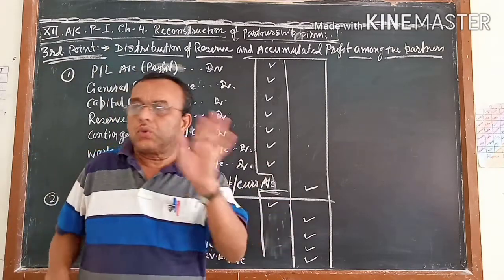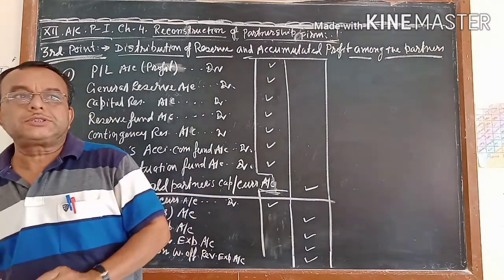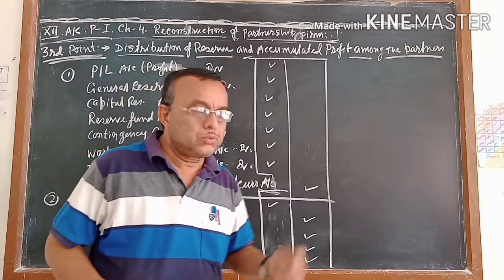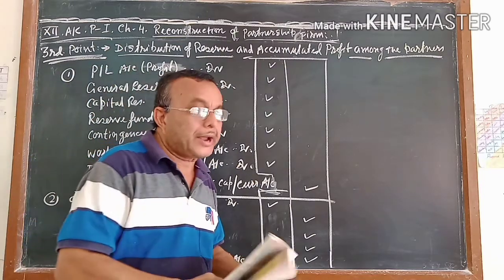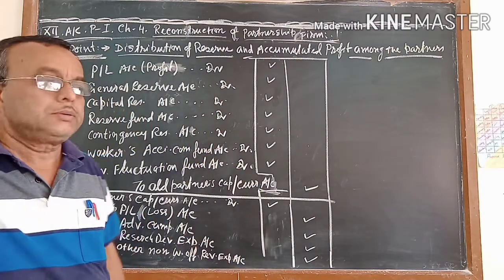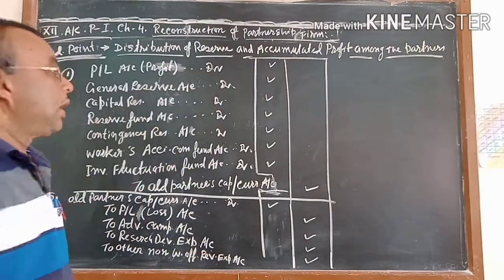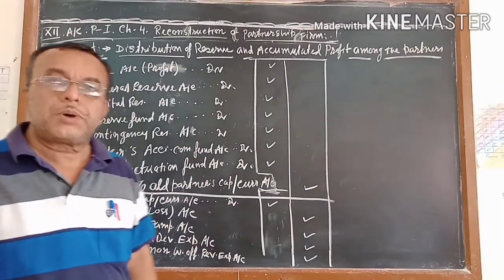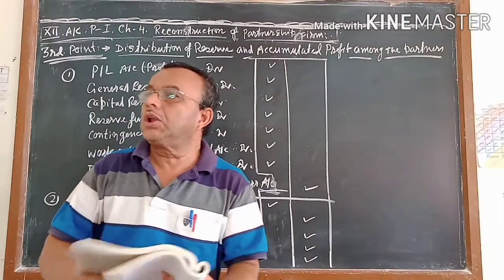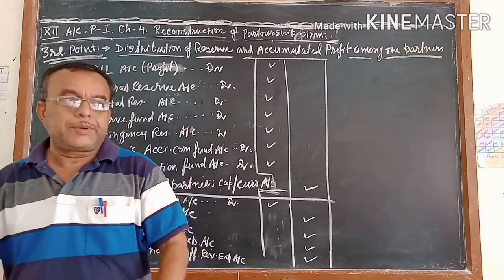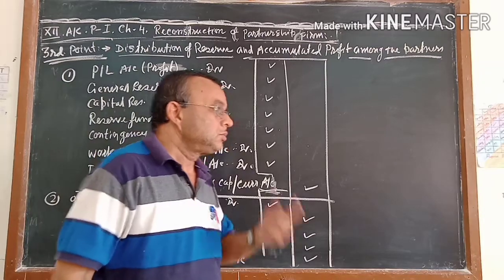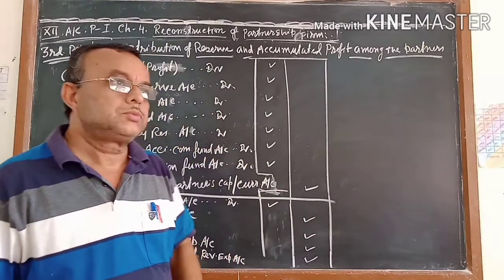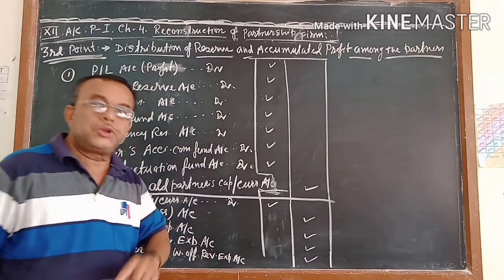What you have to learn from this chapter, that also I told. Once again I am telling you. In this chapter, there are 3 practical steps you have to learn. Out of that, the first step is how to calculate sacrifice ratio and gaining ratio, that I already told you in the first video of this chapter.